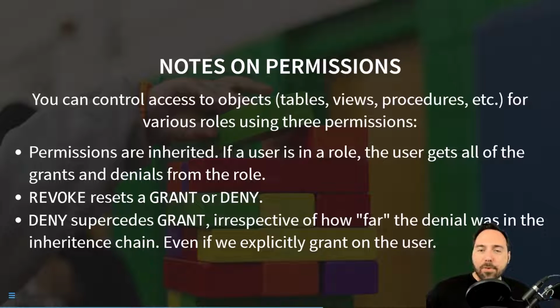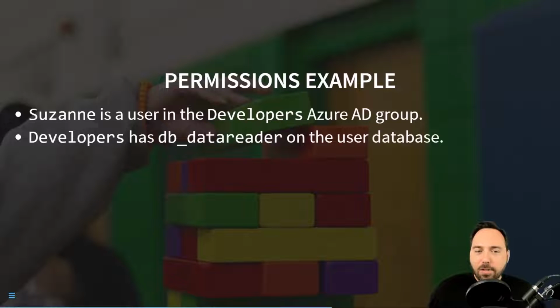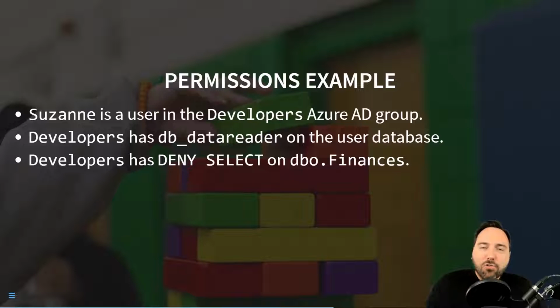So here's an example where in a lot of systems, the answer will come out differently. So I want to call it out very clearly. Suzanne, because forget Bob. Bob's kind of a jerk. I mean, he keeps running these long Spark jobs. So Suzanne is in the developers Azure Active Directory group. All right, Suzanne is a good developer. We've given developers DB data reader on a user database. So Suzanne, by being in that group, has DB data reader permissions through the group. Now, we don't trust developers to read from the finances table. So we also have a deny select on dbo.finances. Except we trust Suzanne.